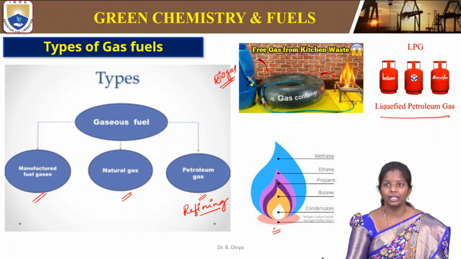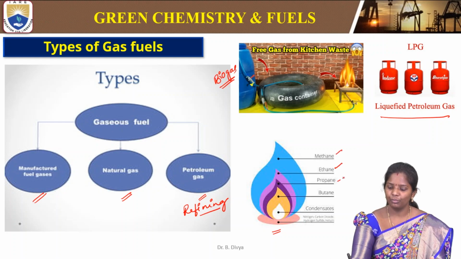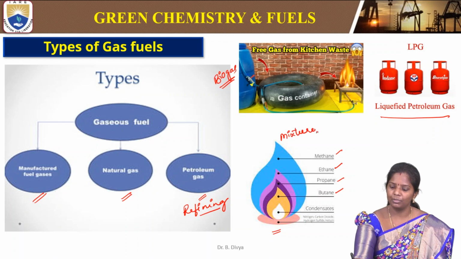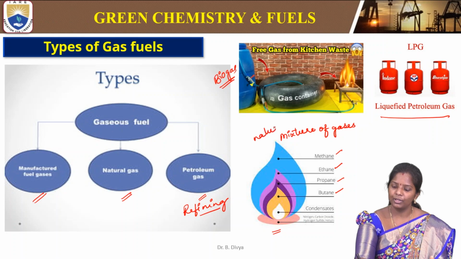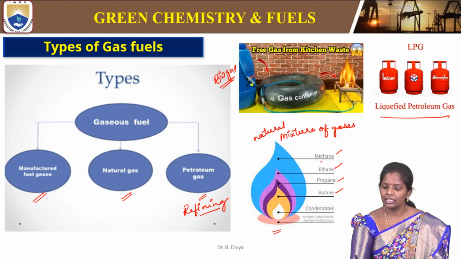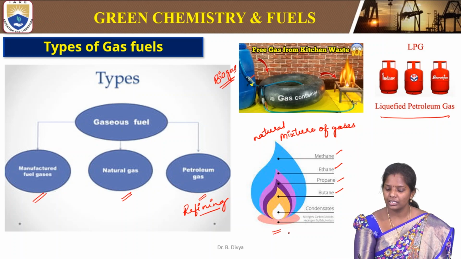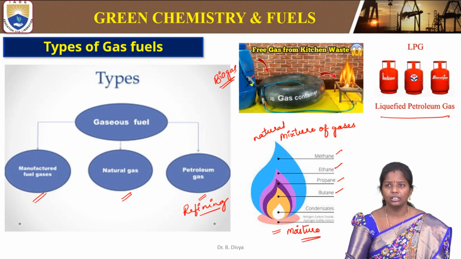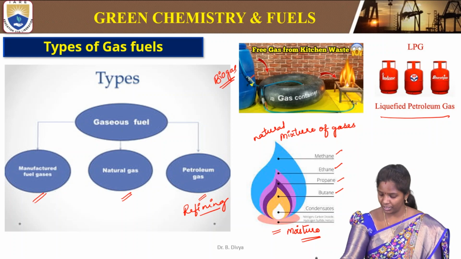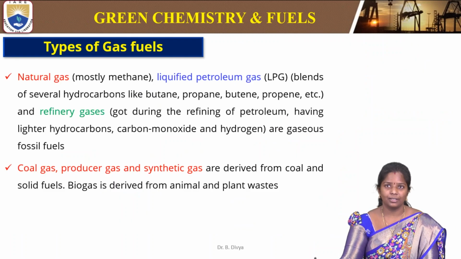Naturally occurring gas has different components like methane, ethane, propane, and butane. It has a mixture of gases. Natural gas contains a mixture of gases: methane, ethane, propane, butane, and condensates, because it also has some moisture. Naturally occurring gas will definitely have moisture in it. These are the different components present in natural gas.